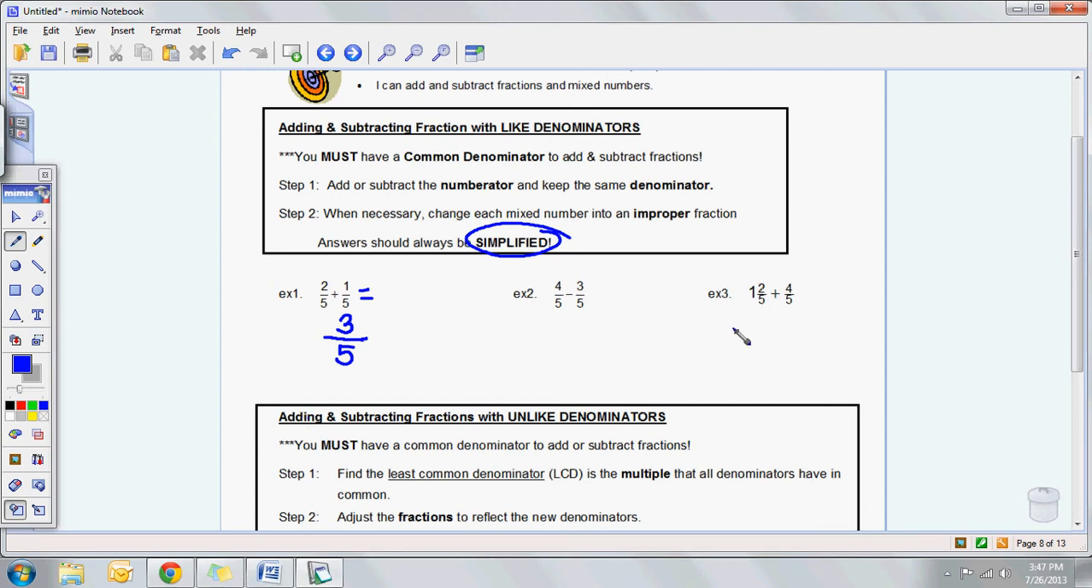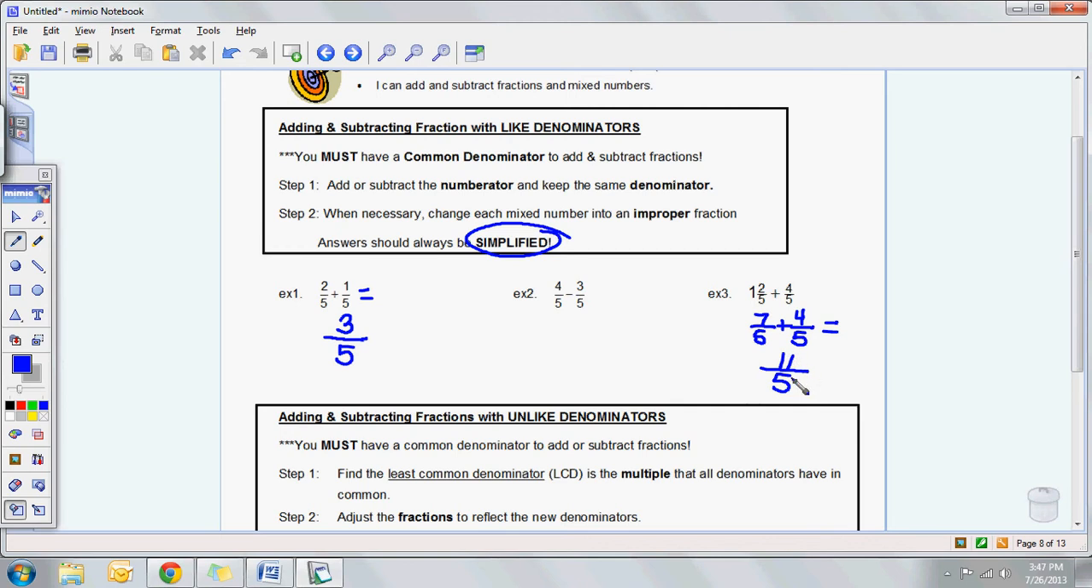If you have mixed numbers, you have to remember to convert those before you can start adding. So 5 times 1 is 5, plus 2 gives us 7 over 5. And then I'm just going to bring down this second fraction. They have like denominators, so I know I'm going to keep that denominator the same on the bottom, and I'm going to add the tops. So 7 plus 4 would give us 11.